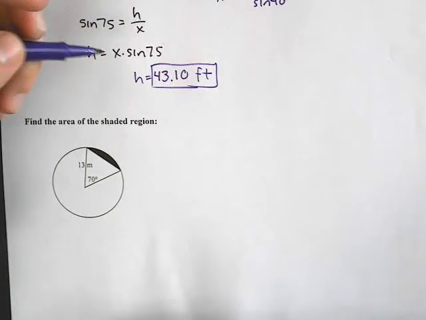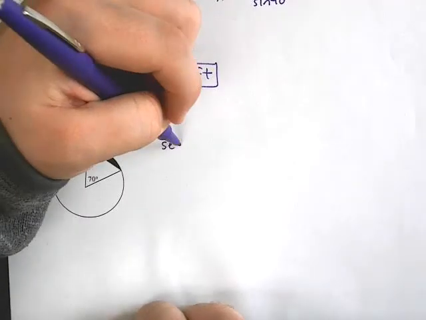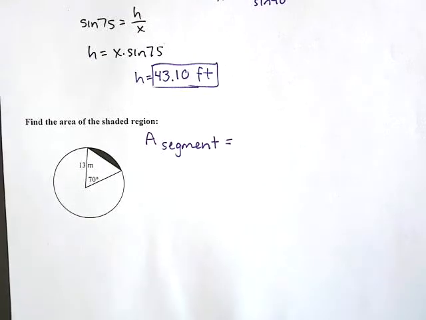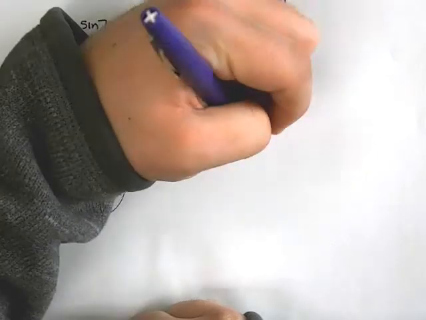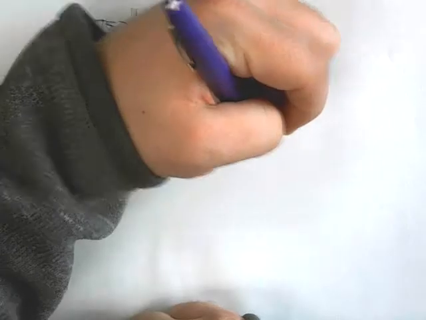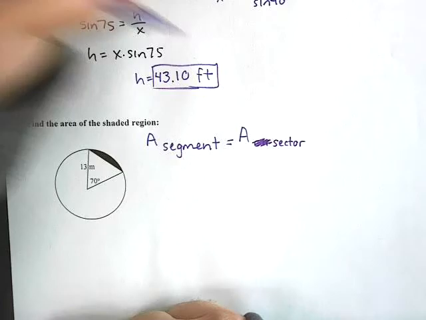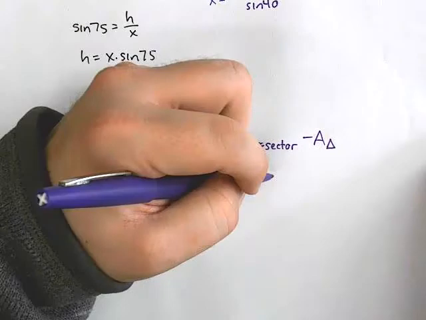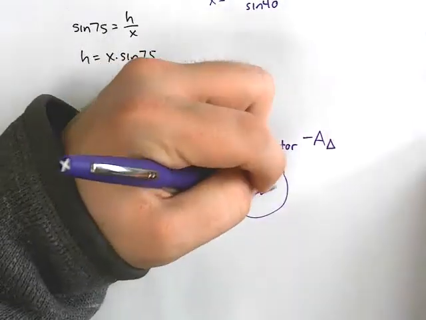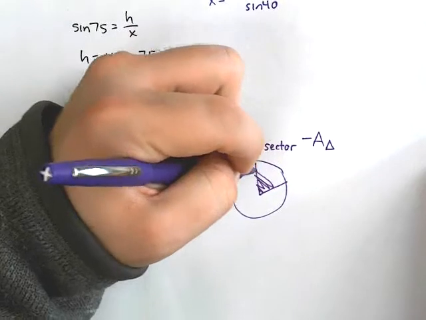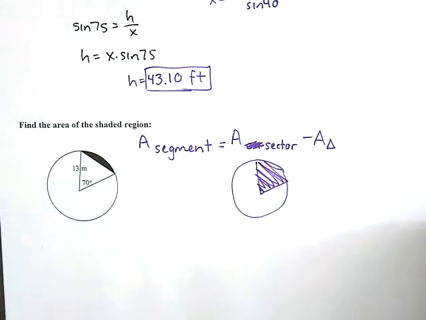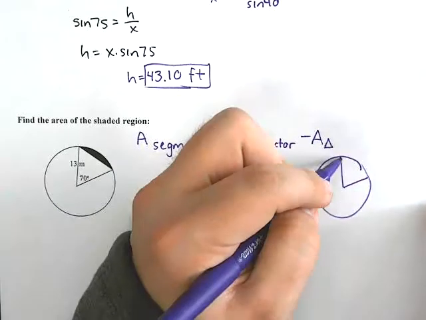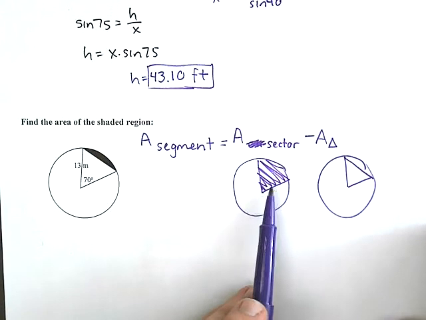We call it a segment, and to get the area of the segment, you must get the area of the whole sector, and then you have to take away the area of the triangle. By that I mean, I can get the entire sector, not the best picture, but we can get that entire sector, and then if I take away the triangle from there, what am I left with?